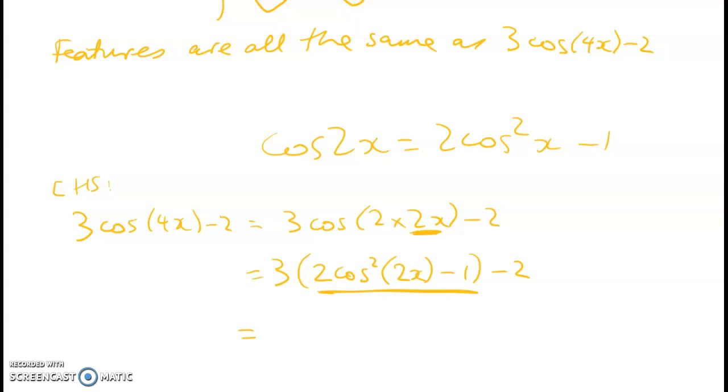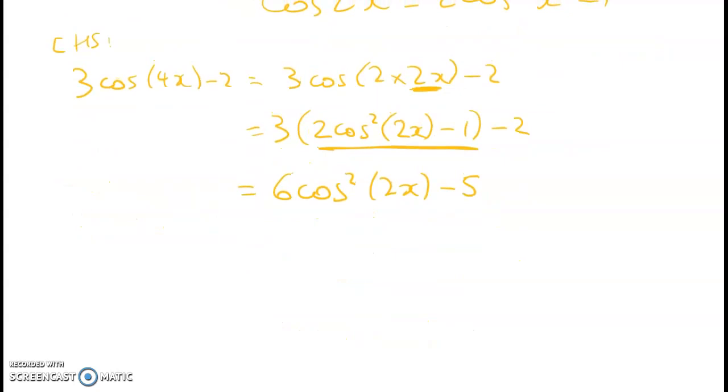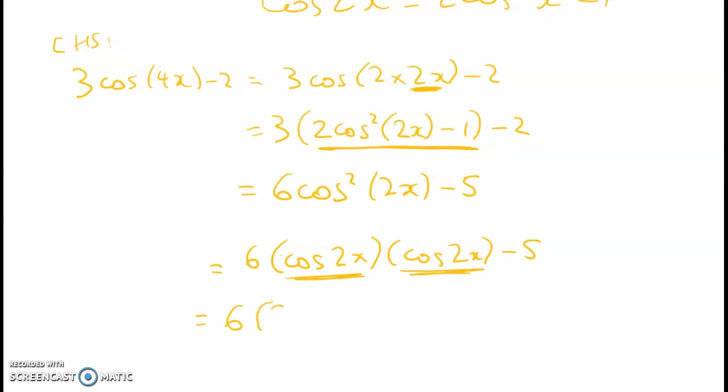Okay, what do I do now? Well, I'm going to clean up the constants in there. So I've got 6 cosine squared of 2x minus 3 minus 2, so minus 5. And that's equal to this. It's 6 times cos of 2x times cos of 2x minus 5. So let's do the easy double angle on both of those, and we're just about there. But don't turn off the video.